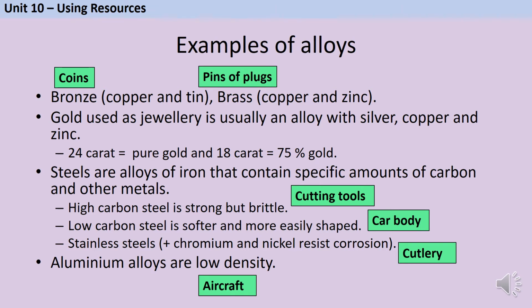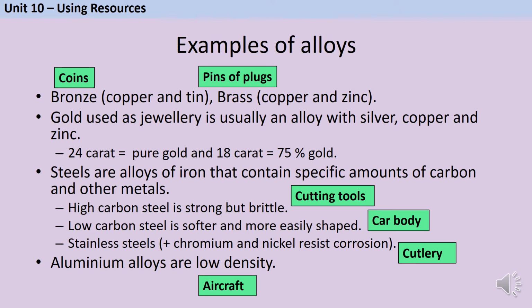The first one of these is bronze, which is an alloy of copper with a small amount of tin. And this is what we used to make 2p pieces out of up until about 1992, when we decided that copper had got too expensive, and instead we were going to make them out of steel with a very thin layer of copper plated on the outside.